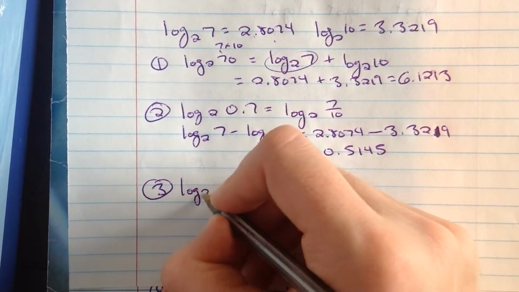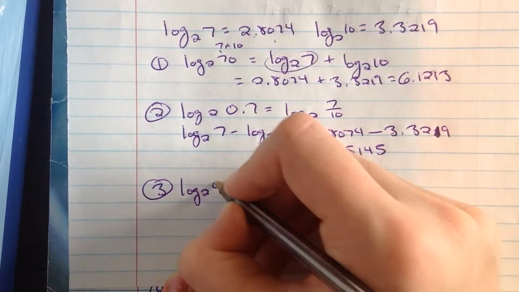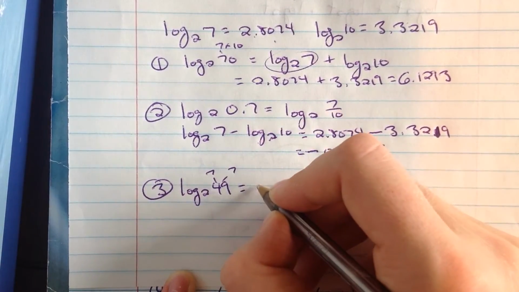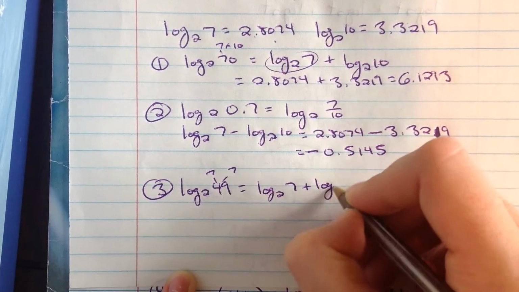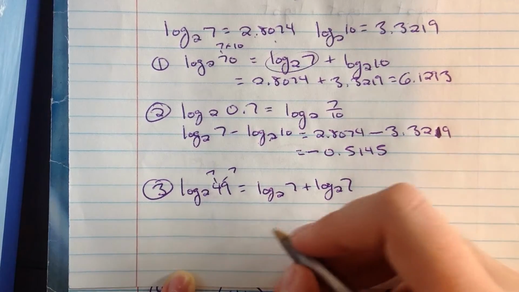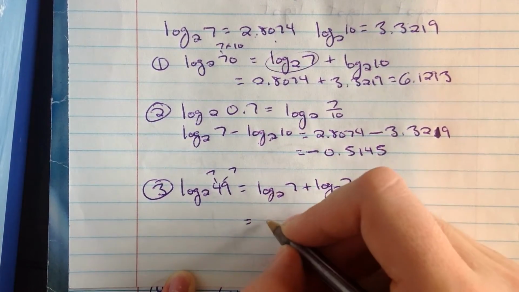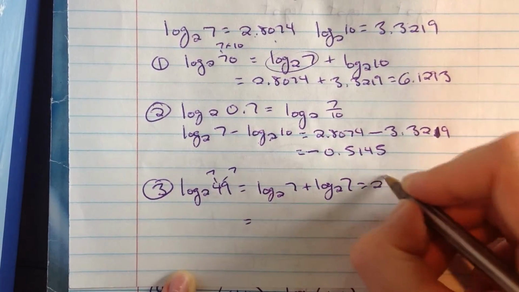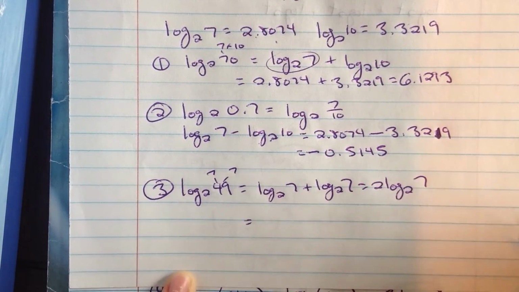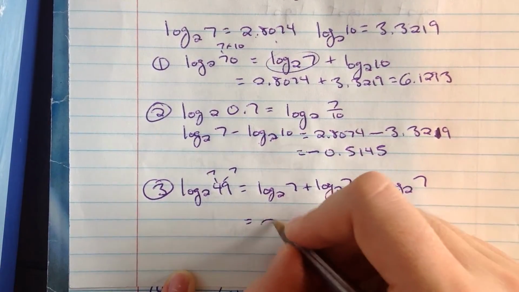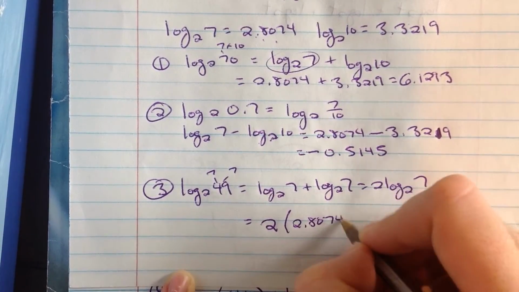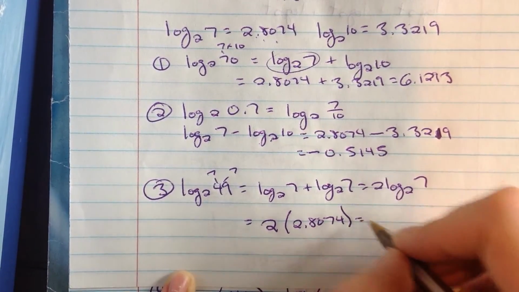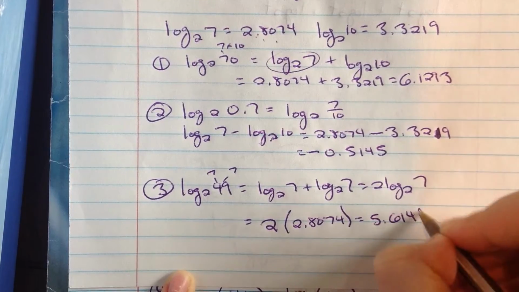Given log base 2 of 49, well, this is 7 times 7. Using the product rule, I can split it up into 2 times. So I have 2 log base 2 of 7, which is 2 times 2.8074, which is 5.6148.